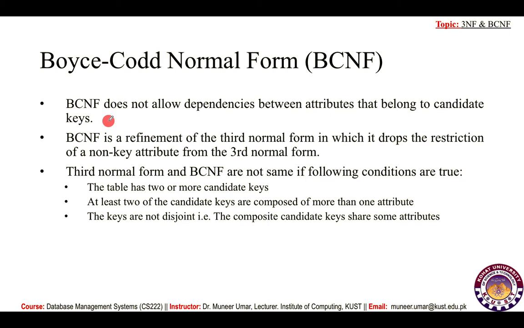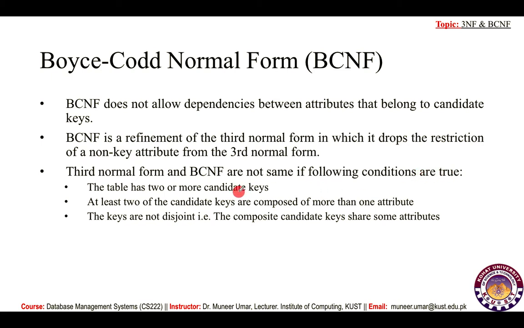So now we will discuss the differences between BCNF and 3NF in coming slides. Here we check the dependencies of attributes that belong to a candidate key, the interdependencies between the attributes. BCNF is a refinement of third normal form in which it drops the restriction of a non-key attribute from the third normal form. Third normal form and BCNF are not the same if the following conditions are true.